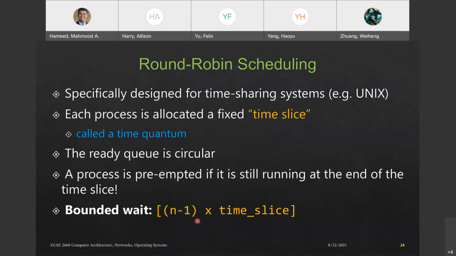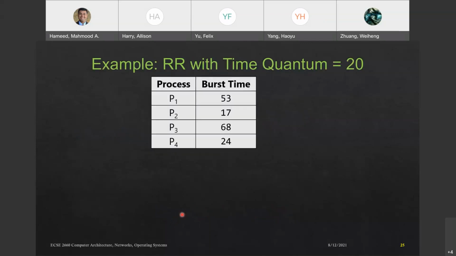Which means that if there are n processes in total, then the bounded wait time is going to be n minus 1 times the time slice for each one. Right? 4 times 20, that was total 5 minus 1 times 20. So the good news here is there is no indefinite postponement. Everybody will get the processor after the maximum wait time of n minus 1 times the time slice for each process. So let's try to run an example here with a quantum of 20 milliseconds.